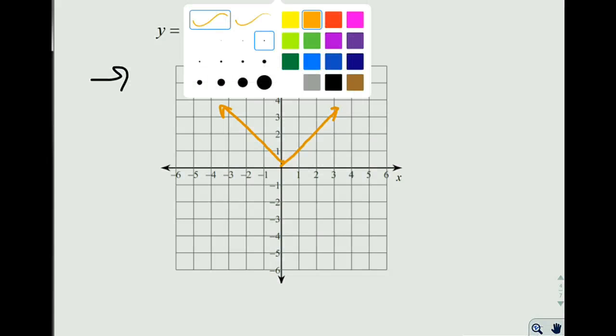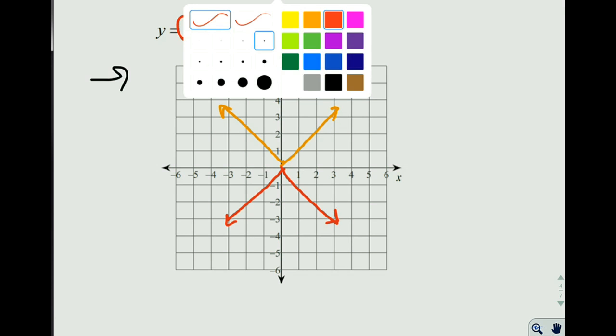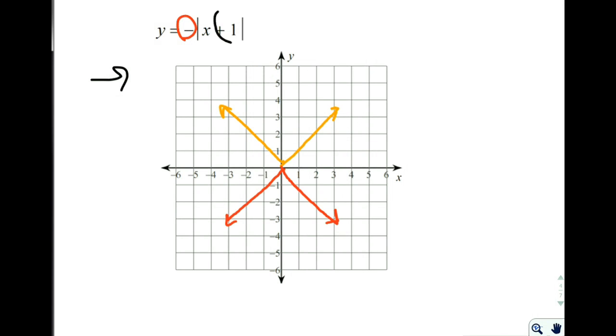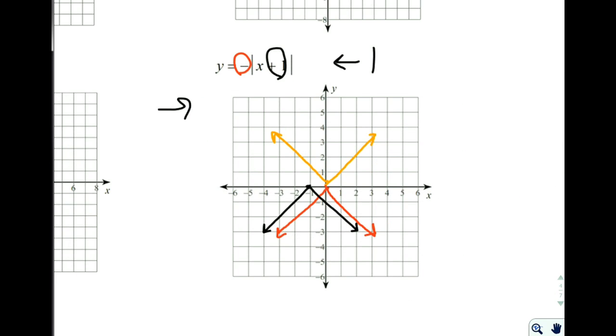So the negative down here says flip the graph, mirror it over the x-axis. So after we apply our negative, our graph is going to look something like this. And then the last thing we need to do to finish it off is account for the fact that we have this plus 1 here next to x, which means that we are moving to the left 1 unit. So we go up here like this, and we draw that in our graph, and that would be our final graph on that one.